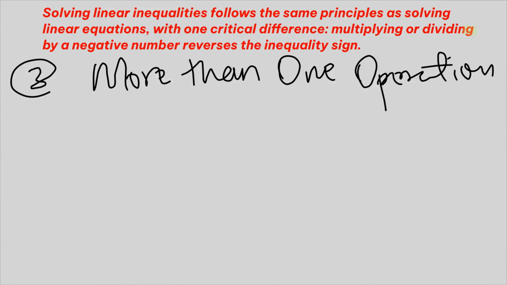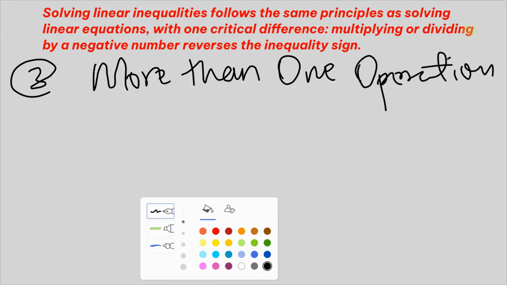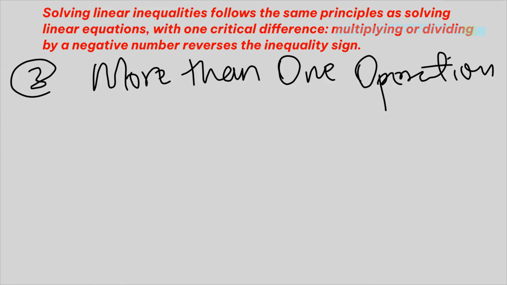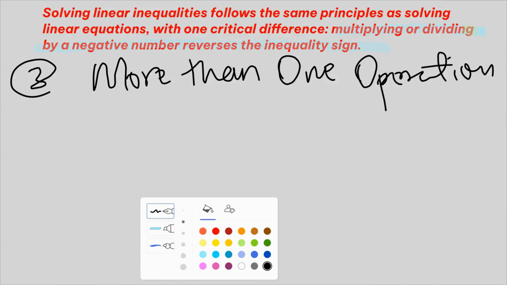So when you have more than one operation, what do you do? We'll just use the same principles that we've been discussing, except we have to be careful. You have to be careful, because multiplying or dividing by a negative number reverses the inequality sign. So let's look at a simple example. Very simple example.